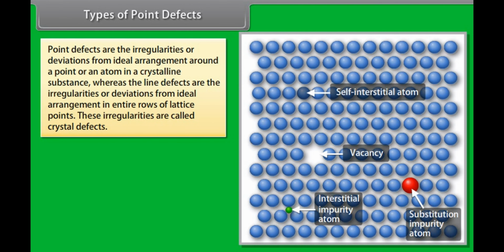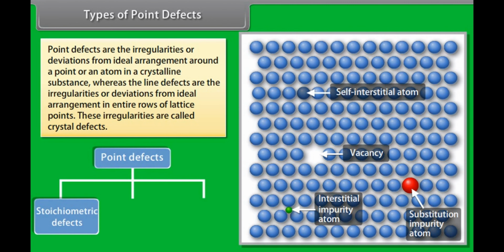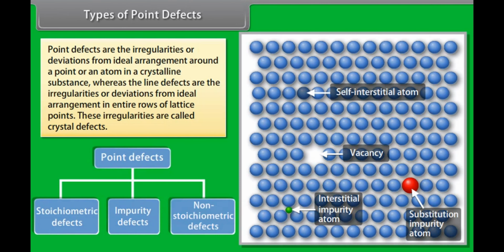Types of point defects. Point defects are the irregularities or deviations from ideal arrangement around a point or an atom in a crystalline substance, whereas line defects are the irregularities or deviations from ideal arrangement in entire rows of lattice points. These irregularities are called crystal defects. Point defects can be classified into three types: 1. Stoichiometric defects, 2. Impurity defects, and 3. Non-stoichiometric defects.